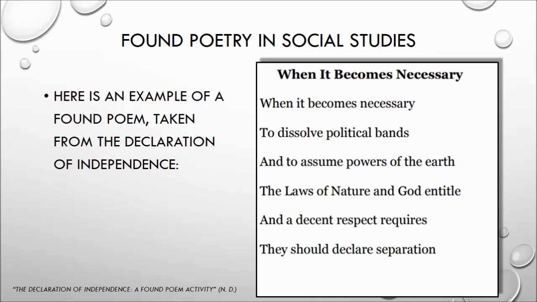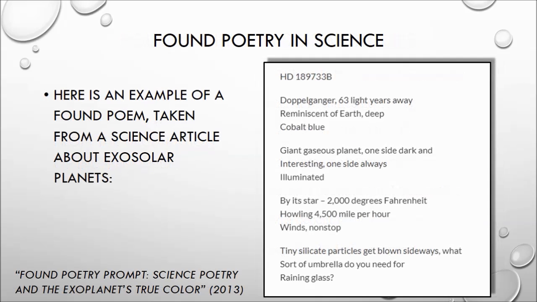This next one I'm going to show you is an example from science. This was taken from an article describing the characteristics of an exoplanet, which is a planet not in our solar system that they had found and done some tests on. And it was a scientific article about its makeup and composition and things like that, and somebody created this found poem based on it. It's called HD 189733b.